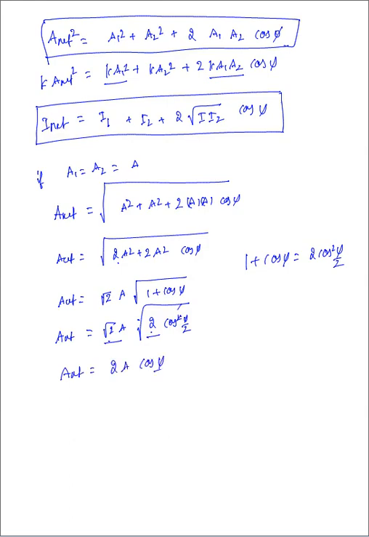This is applicable when a1 equal to a2 equal to a, so net amplitude will be 2a cos phi by 2. This is the relation which we have to understand for net amplitude when a1 equal to a2. Let me discuss net intensity, when intensities of both waves are equal, when I1 equal to I2 equal to I.